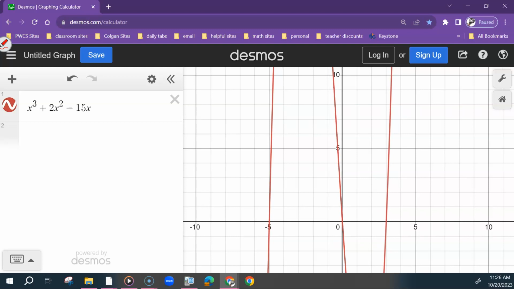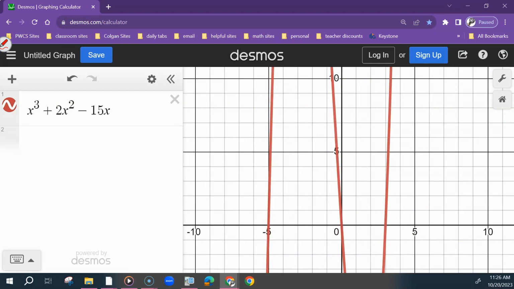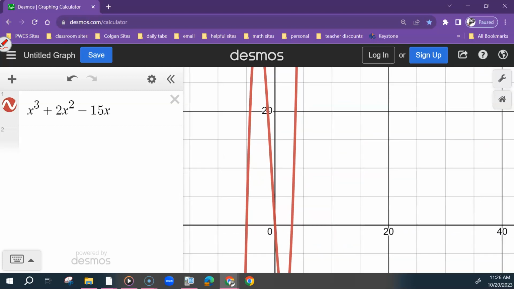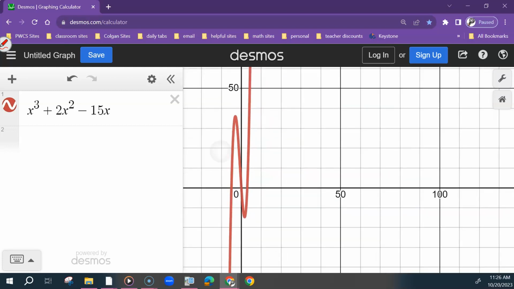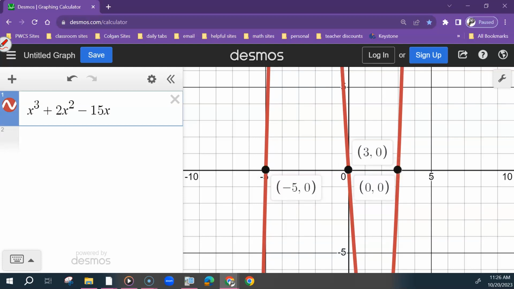You guys good? Okay. So once you have this typed in, I'm going to make this a little bit bigger, thicker, easier to see. If you want to zoom out so you can see what it actually looks like, that's what it actually looks like. But we are looking for the x and y intercepts. So if you click on the graph, points will highlight, and you'll be able to see your x and y intercepts. And then you'll write those down.